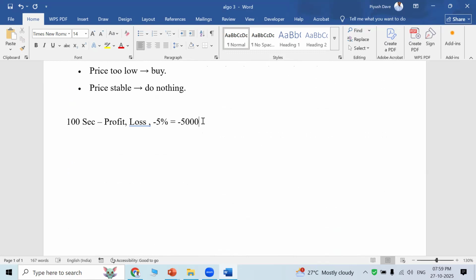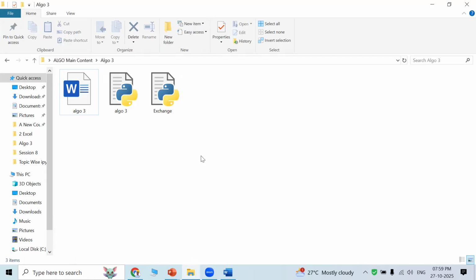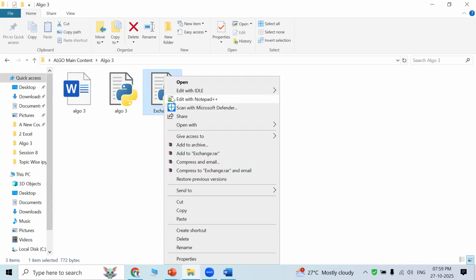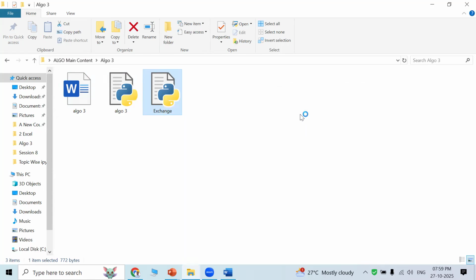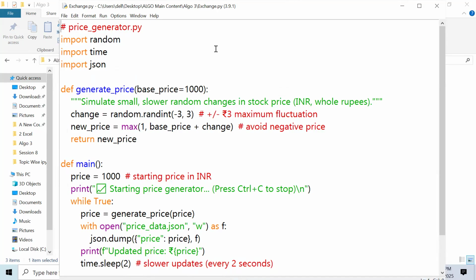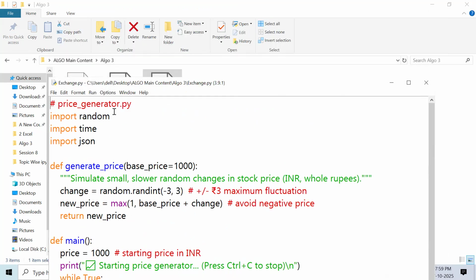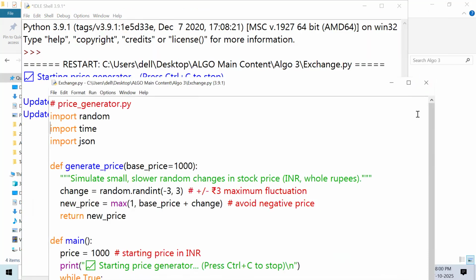Now let me show you this practically, how it happens in the actual part, in a simulation environment. I have created two Python files. The first Python file is a simulation of an exchange. This code changes the price from 1000 with a plus or minus 3% maximum fluctuation. This will act as the exchange for us. I will run this and it will keep on changing the price.